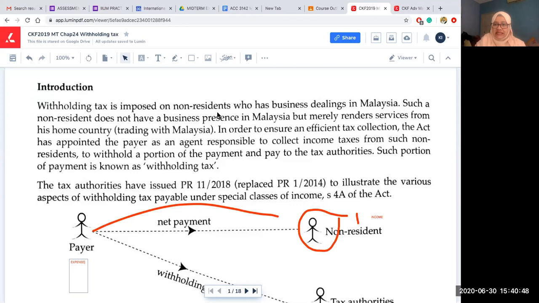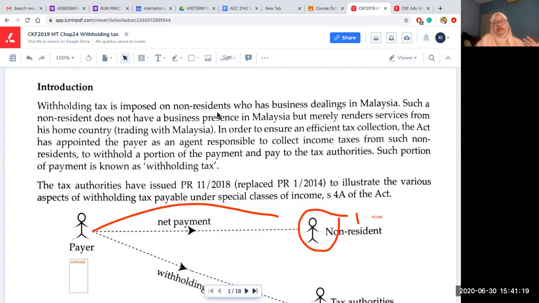What do you mean by management and control? Of course, the law does not actually give a definition for management and control. But normally we look at the board of directors meeting. If the board meeting is in Malaysia, then they can say that management and control is in Malaysia. Sometimes we look at whether the annual general meeting is held in Malaysia, or any major decision is made in a meeting held in Malaysia. So with that, the company is a Malaysian resident company.